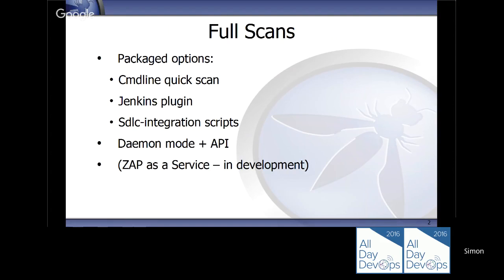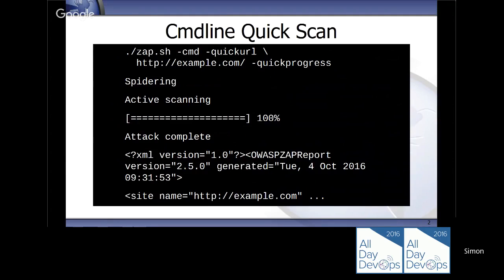We have some packaged options such as the command line quick scan, which I'll mention very briefly, the Jenkins plugin, and some SDLC integration scripts, but then I want to talk about the daemon mode and the API because that gives you a lot of control. We also have something in development called ZAP as a service, but nothing's available yet, so stay tuned for more announcements about that.